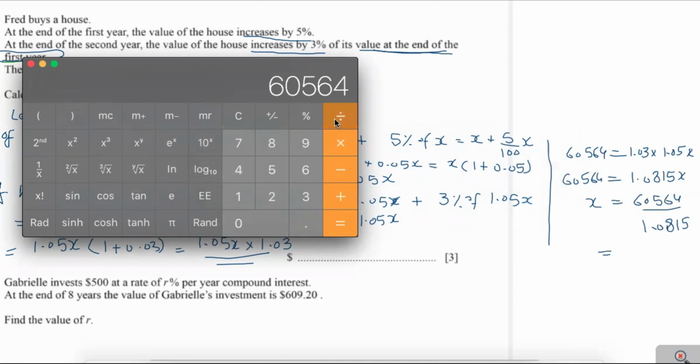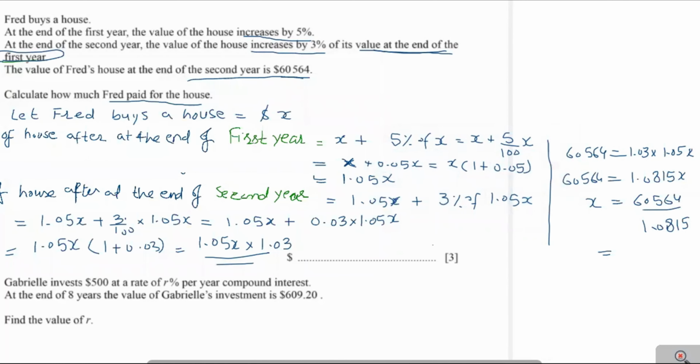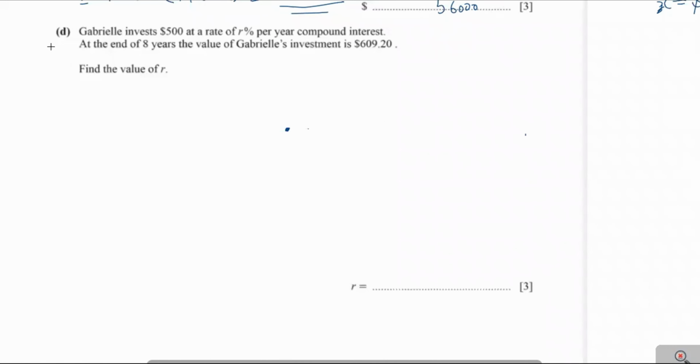60,564 divided by 1.0815. That's equal to $56,000. This $56,000 is the value of X. Therefore, the house value was $56,000. This is the answer.